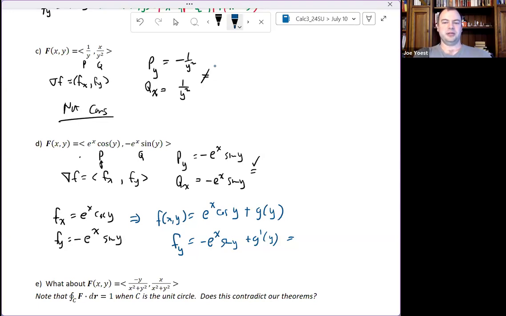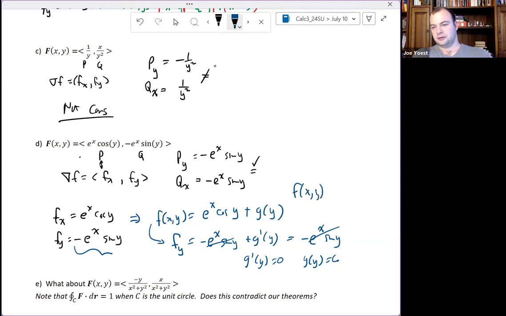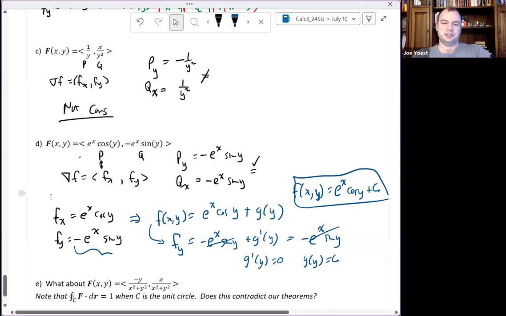On one hand, for my model to this point, that's what fy has to be. On the other hand, it has to be negative e to the x sine y. So I see that g prime of y is 0. G of y is just a regular old constant, just a number. So f of xy equals e to the x cos y plus a constant. We don't get anything substantive out of that g of y.